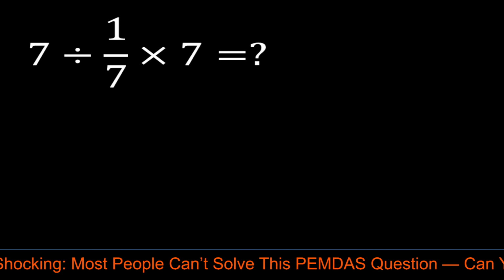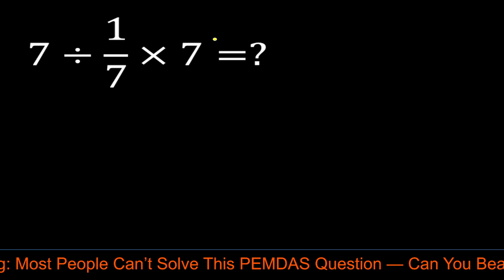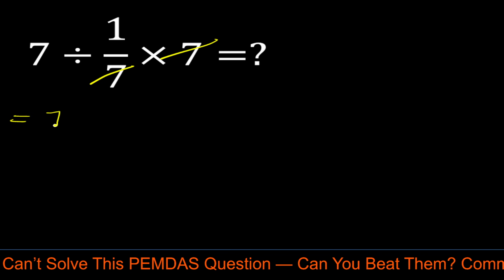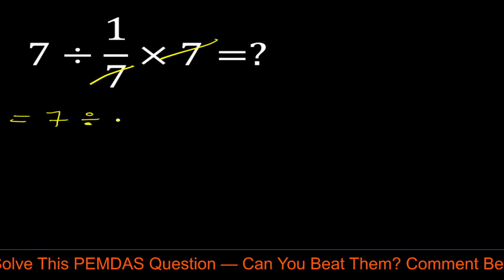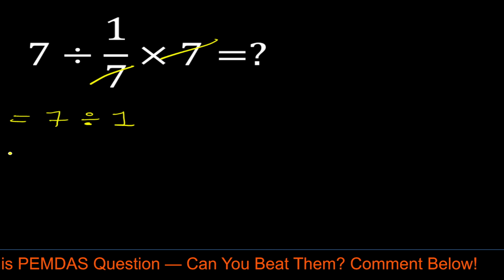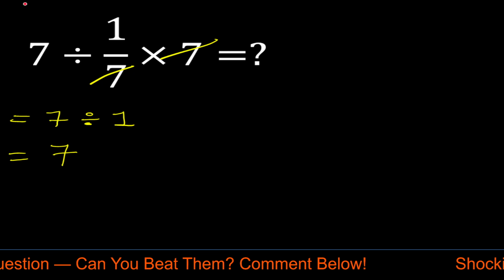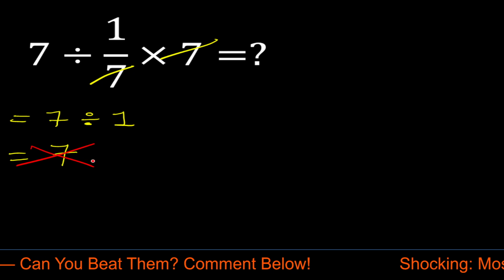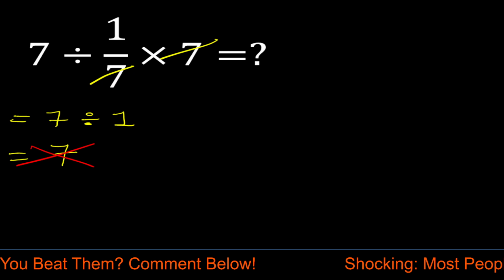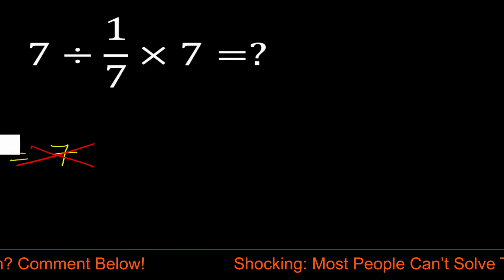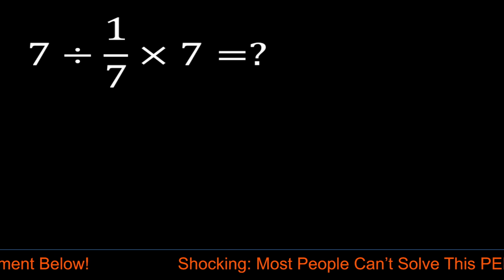So most people solve this question like cancel this 7 by 7. So now 7 divided by 1, right? So 7 divided by 1 is equal to 7, right? But this answer is not correct. This answer is completely wrong. So now let's solve this problem correctly by using a PEMDAS rule, right?